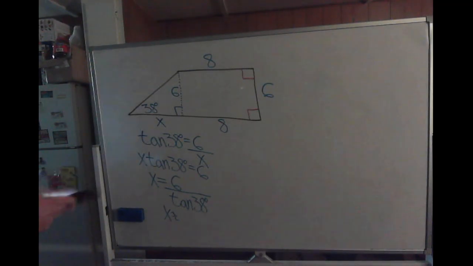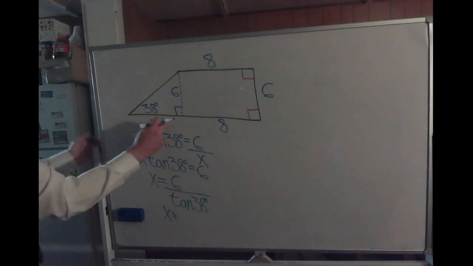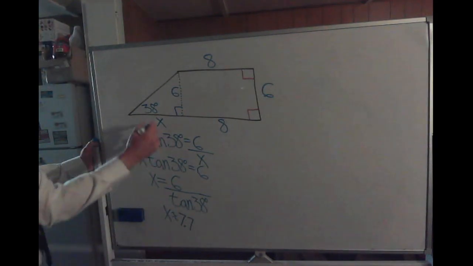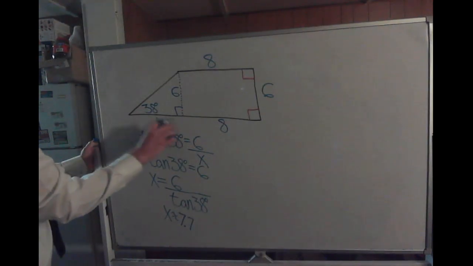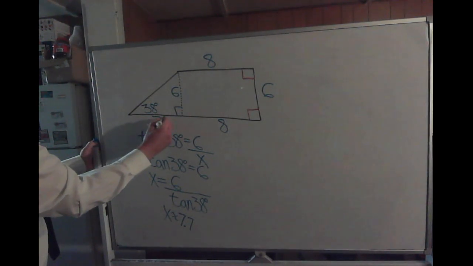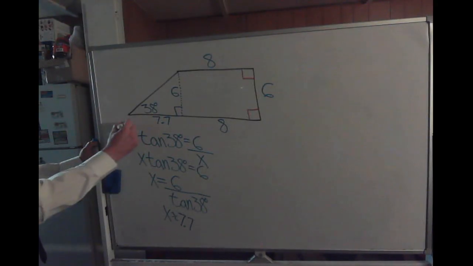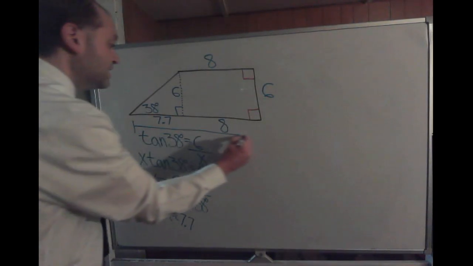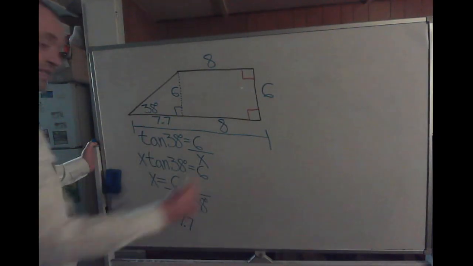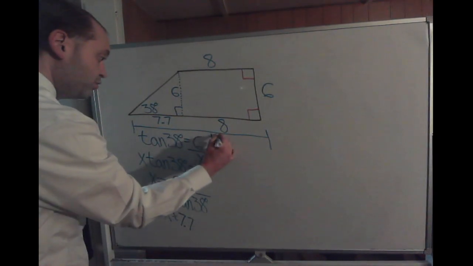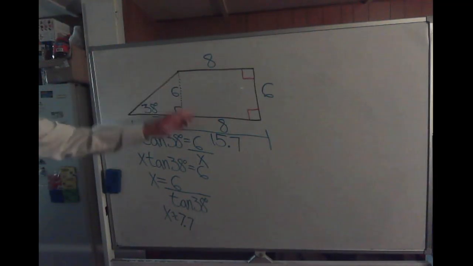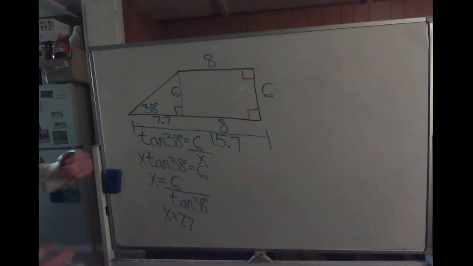So the height, this length here, would be approximately 7.7. When you work out the trig, this is approximately 7.7 for this leg, which means the length of this whole base, 8 plus 7.7, is going to be 15.7. So now we know the length of both bases and the height, we can find the area.